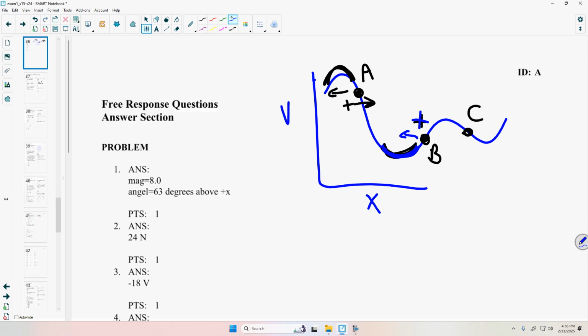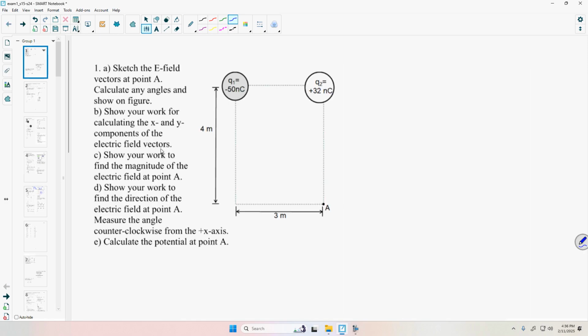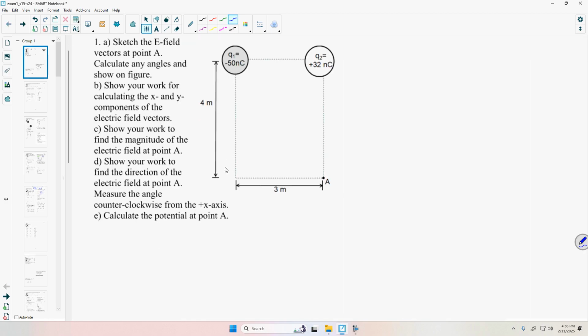This student sent in quite a few questions. He said, how do you figure out the angle counterclockwise from the x-axis, like response question number 1, part B? If y'all want, we can work through this. We've already worked through these, but in D, I want you to measure the angle counterclockwise from the x-axis.